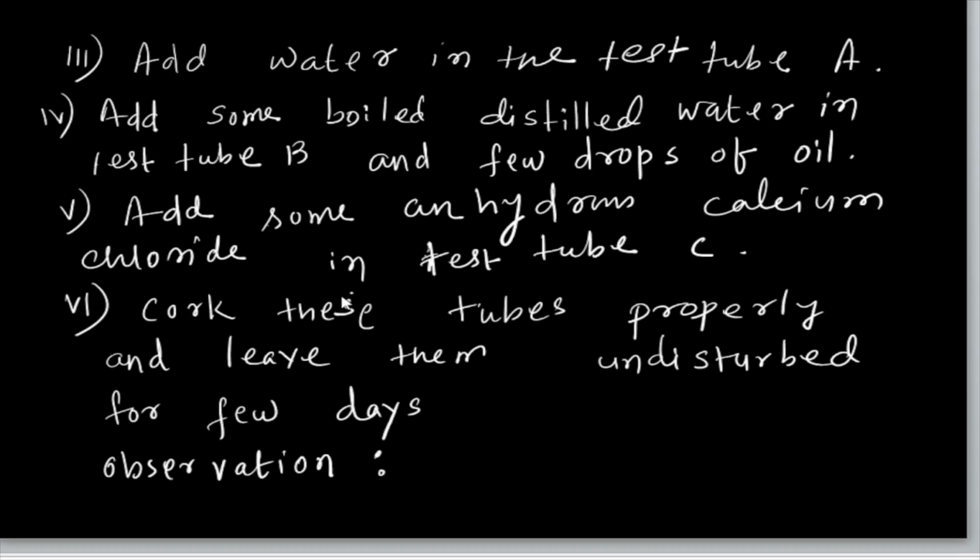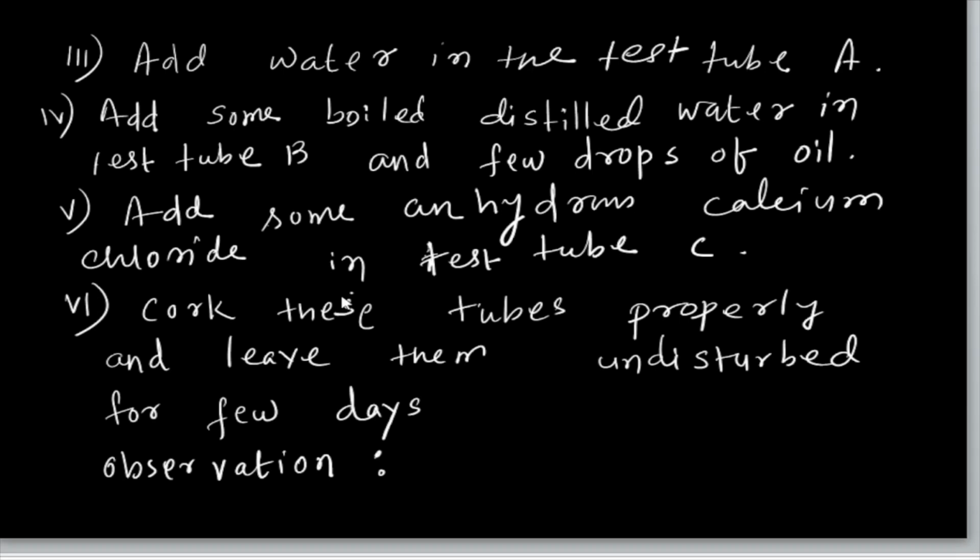Again see, in first test tube only simple tap water you add, and next is distilled water with 2 drops of oil, and third is anhydrous calcium chloride. Now you cork all the test tubes properly and tight and leave them undisturbed for a few days, because rusting does not take place in 1 or 2 days. So minimum you will put 1 month, or 15 to 30 days. Then you observe what happened.